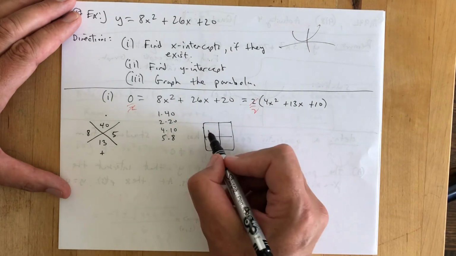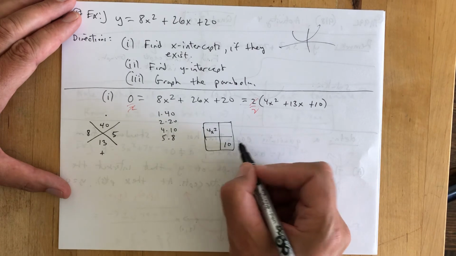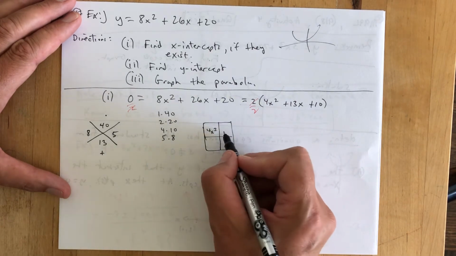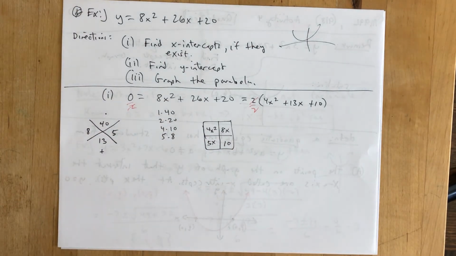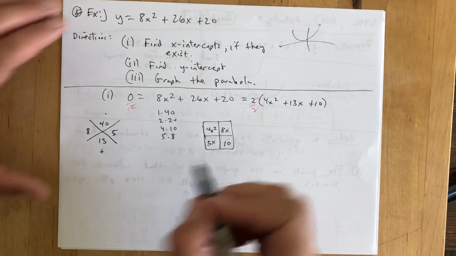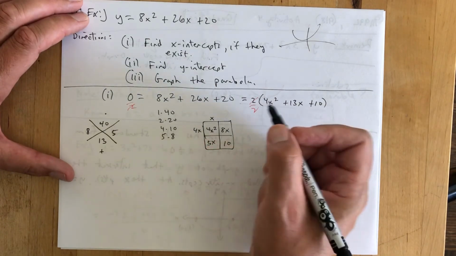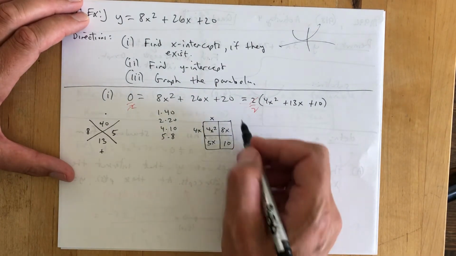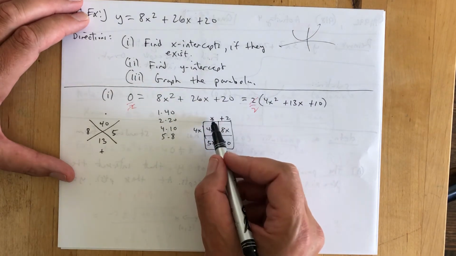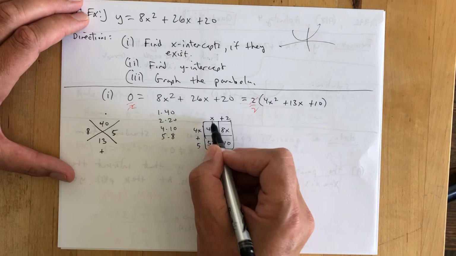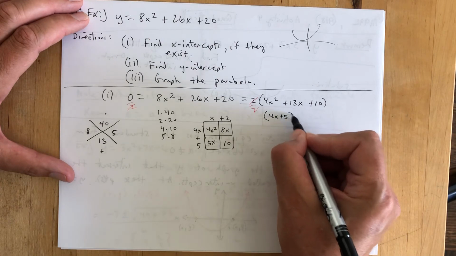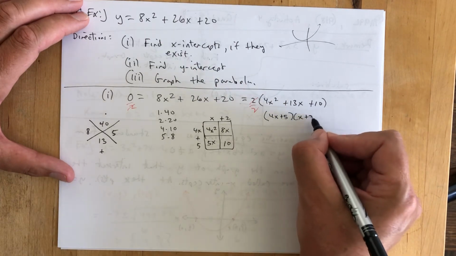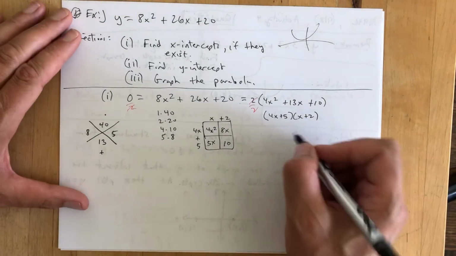So now we make the box here. That guy and that guy are automatic, and then you go 8x and 5x. Well, 2 and 2, I bet it's going to be 4x and x. 4x times x is 4x squared. 4x times 2 is 8x. X times 5 is 5x, and 5 times 2 is 10. So there it is: 4x plus 5, x plus 2.